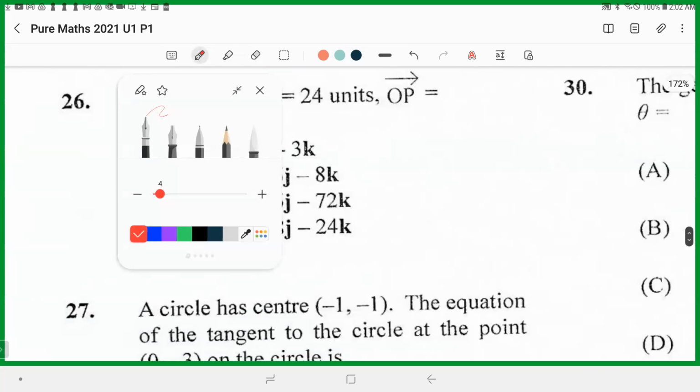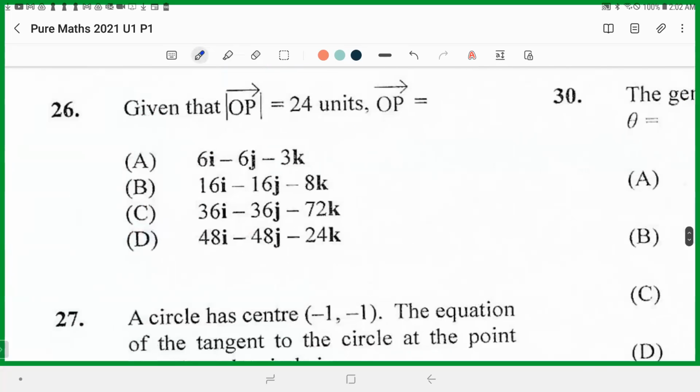All right, this question now. This question says the modulus of OP is 24. So this one just wants to know which one of them gives you a modulus of 24. That is all I know. I'm going to try this one.